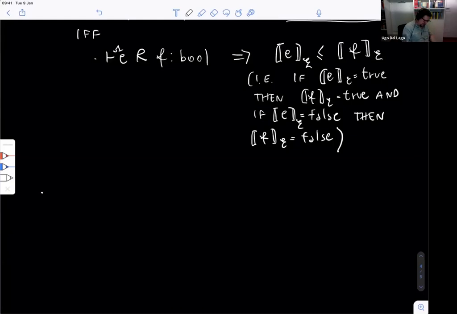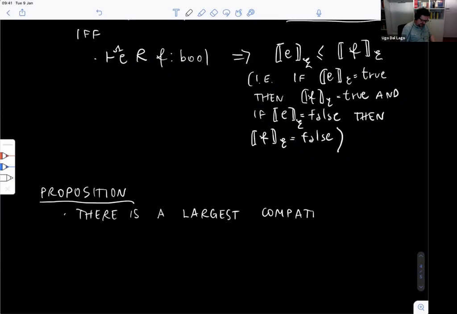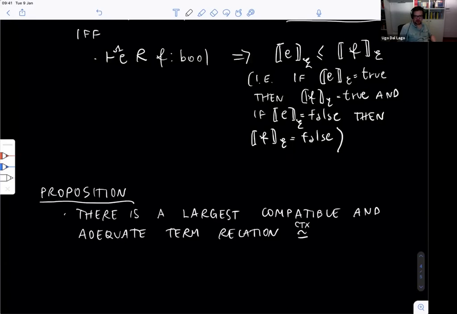So, result, let me call it. There is the largest compatible and adequate term relation, which is called contextual equivalence. Contextual equivalence is denoted this way.